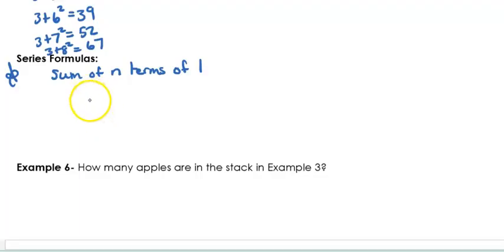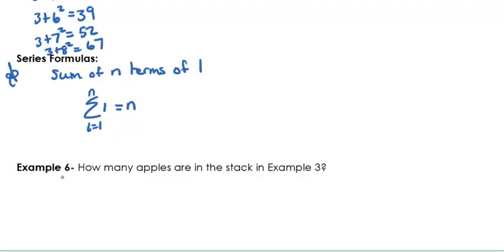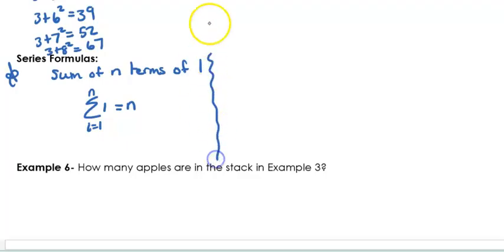So what I mean by that is if you have 5 terms of 1, that means you have 1, 1, 1, 1, 1, like 1 written 5 times. So what you do is you literally have the answer is however many terms you have. So if you want to add up 1 7 times, that would be 7. You want to add up 1 100 times, that would be 100. Now, that's kind of silly, but here's where it's important.